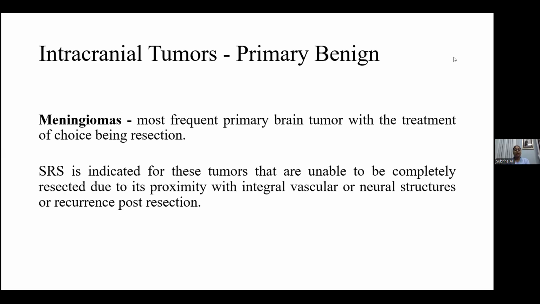In terms of intracranial tumors, the primary benign tumors, which are our meningiomas, the most frequent primary brain tumor, the treatment of choice is generally resection, but stereotactic radiosurgery is indicated for tumors that are unable to be completely resected. This can be due to their proximity to vascular or neural structures, or the recurrence that can happen post-resection.